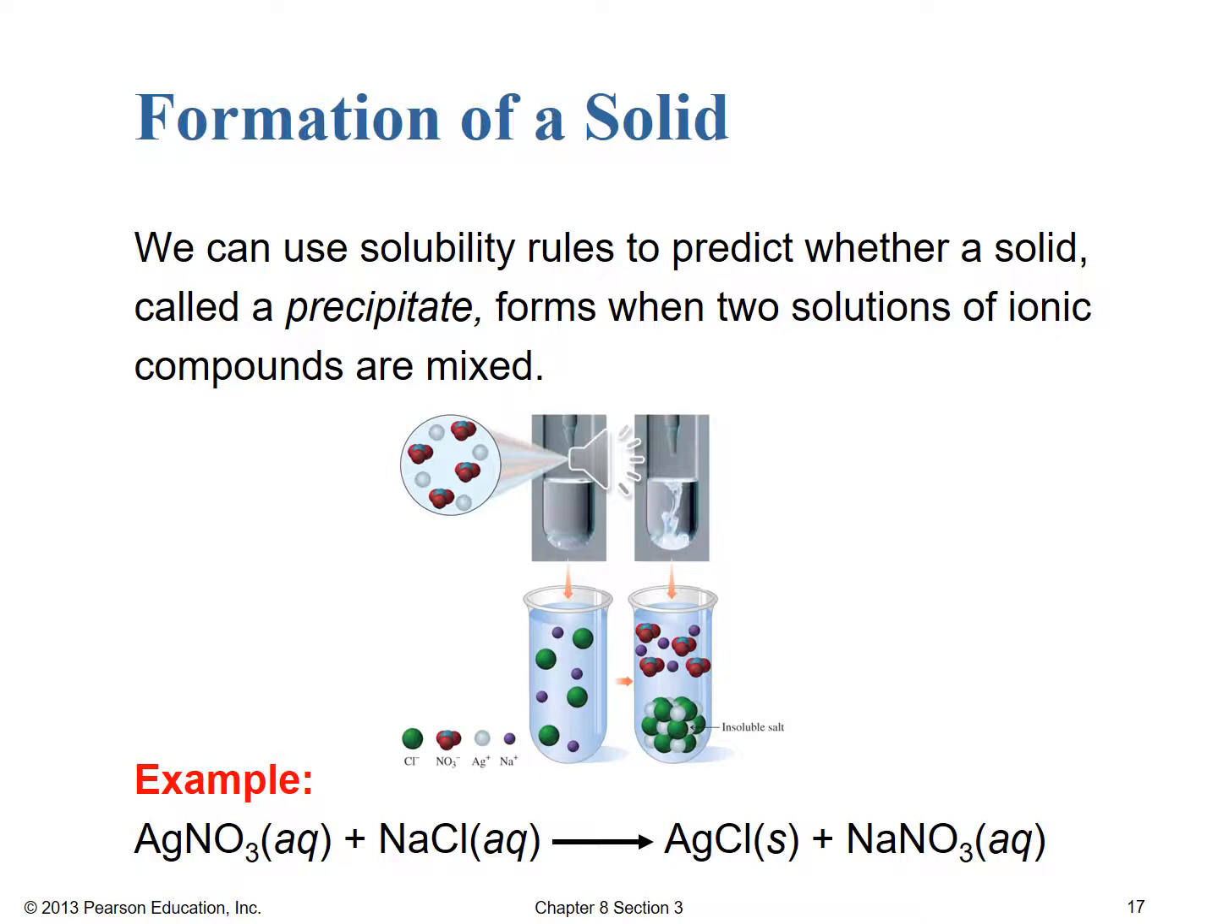and we already know that that's one of our exceptions. Silver chloride forms an insoluble salt. That's one of our examples of an insoluble chloride, and therefore we would indicate a solid for the silver chloride. So that's our precipitate, and then we continue to keep the sodium nitrate in aqueous solution.